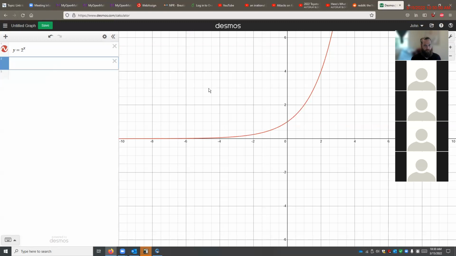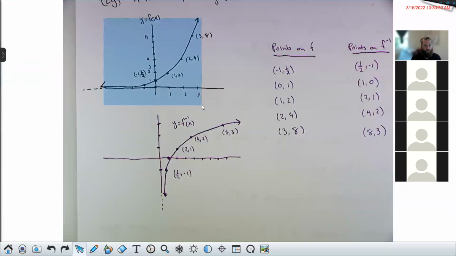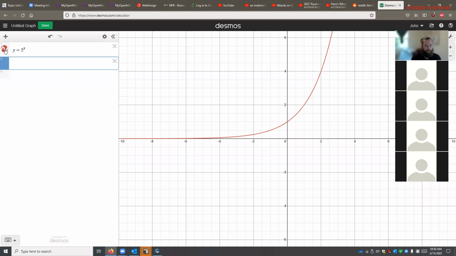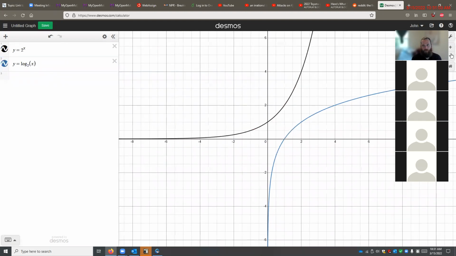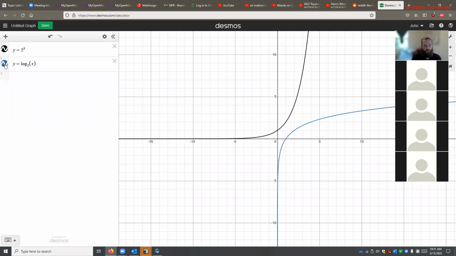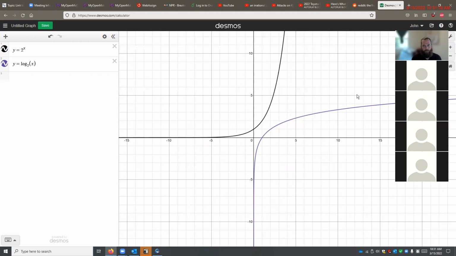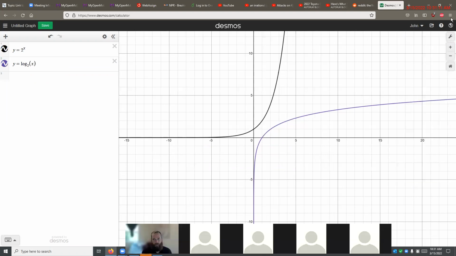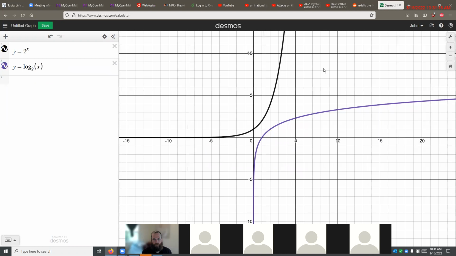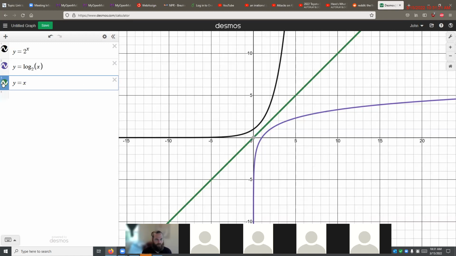Here's the original black function here. And here's the inverse. Okay. Can you see the symmetry? And add in the y equals x.